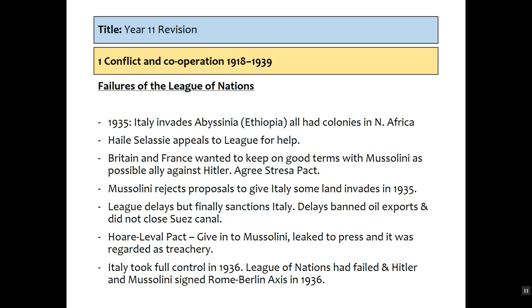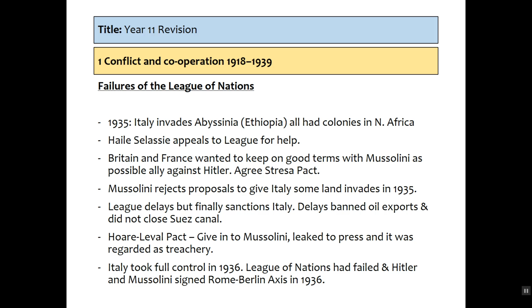The League had failed clearly. The League delays, but eventually sanctions Italy, and it uses those economic sanctions available to it. It delays, and it does not ban oil exports, and it does not close the Suez Canal. So you can say they didn't go far enough in Abyssinia.